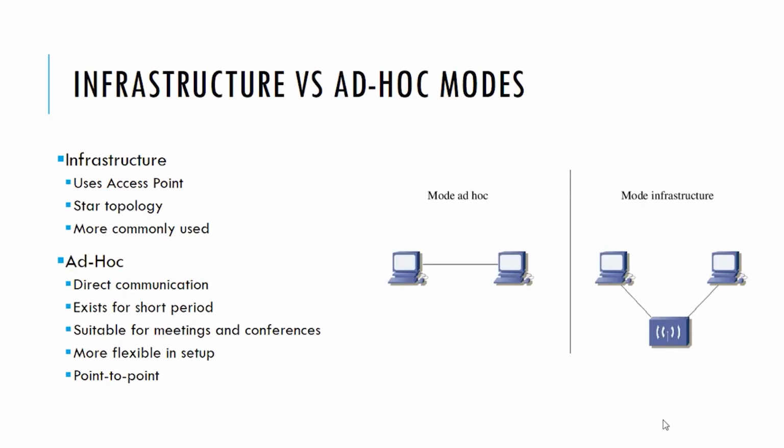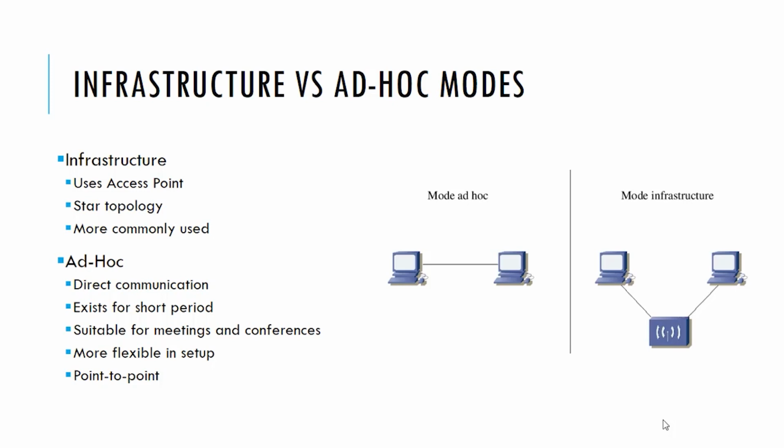We can establish two types of wireless networks based on the Wi-Fi standard, either an infrastructure network or an ad hoc network. The infrastructure network uses the access point to communicate two devices to each other. It is a star topology. It is more commonly used to establish a wireless network inside an office, a meeting room, or a corridor, or something like this. The access point is used to connect the wireless devices to the wired infrastructure.